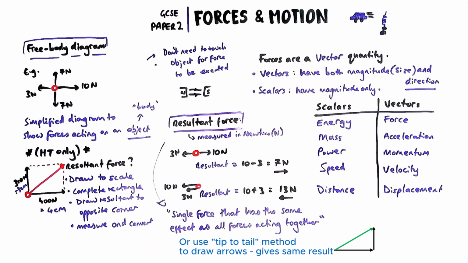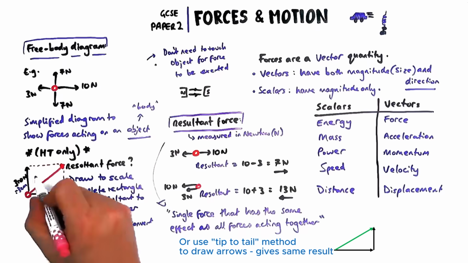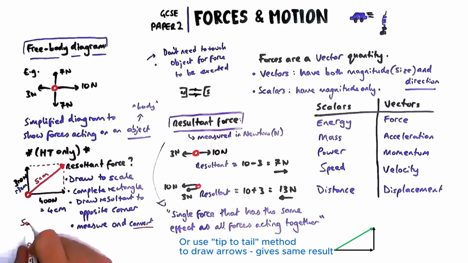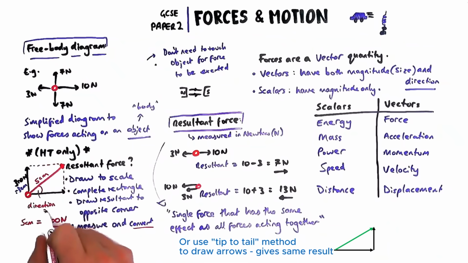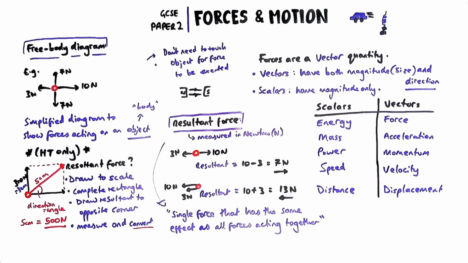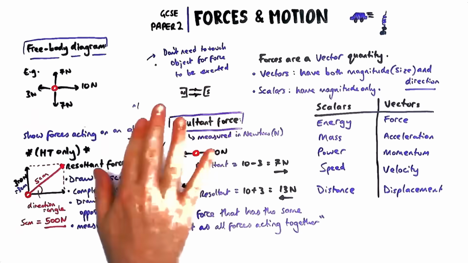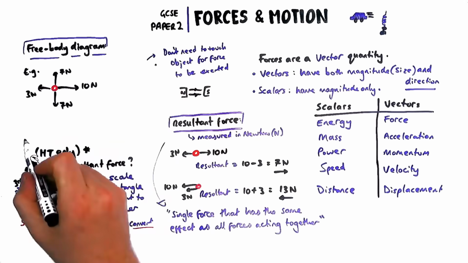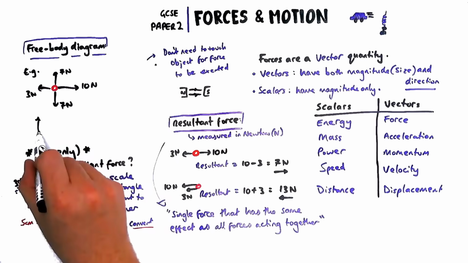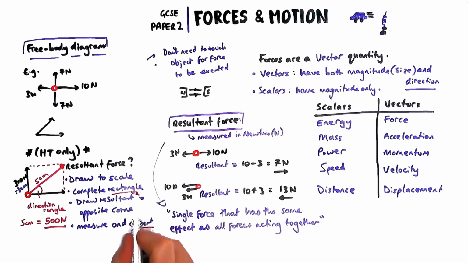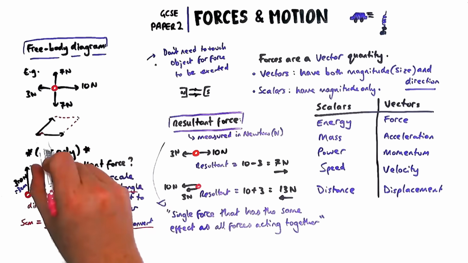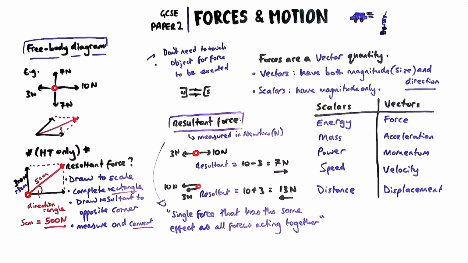Now when you've drawn that arrow in, you then measure the length of the arrow, so in this case it's 5 centimeters long, and you convert back to your scale. So in my scale I've got 1 centimeter is 100 newtons, therefore 5 centimeters gives me 500 newtons. Now the most difficult question you could have about this topic is not a rectangle, but if you've got two forces that aren't perpendicular to each other, they're at a slightly different angle. In this case, instead of completing the rectangle, you'd make the shape into a parallelogram, but everything else is the same.